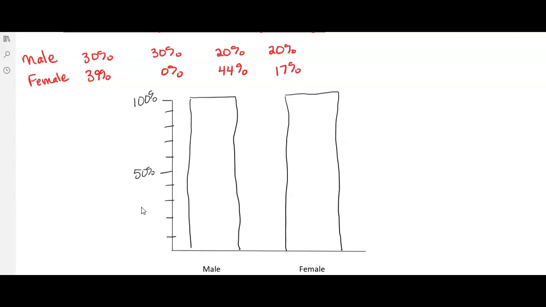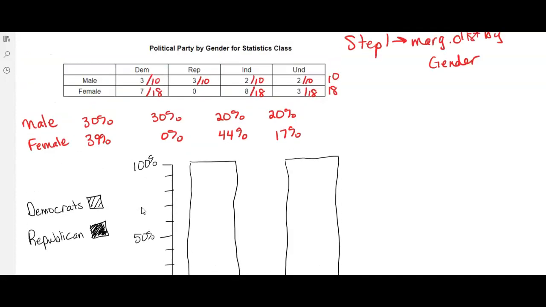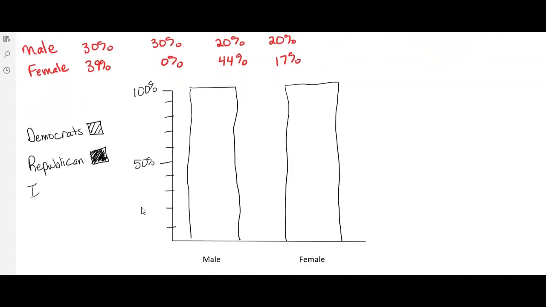Okay, so the first thing we need to do is we have to make a key. So Democrats are going to be what color? We'll do the stripe for them. And then the next number was Republican. I'm going to shade those in. And then, what was the next one? Independent? Yeah, independent. I'm going to do independent as just white. And then undecided. I'm going to do vertical lines. Okay, so you have to have a key so we know what it is.